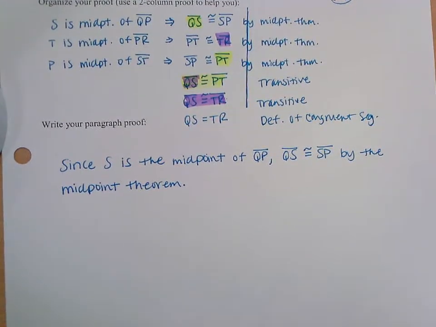Okay, I don't want to write too fast. I just wrote the first line I had as a sentence. So since S is the midpoint of QP, because I have to say how I know this line is true, since S is the midpoint of QP, QS is congruent to SP by the midpoint theorem.